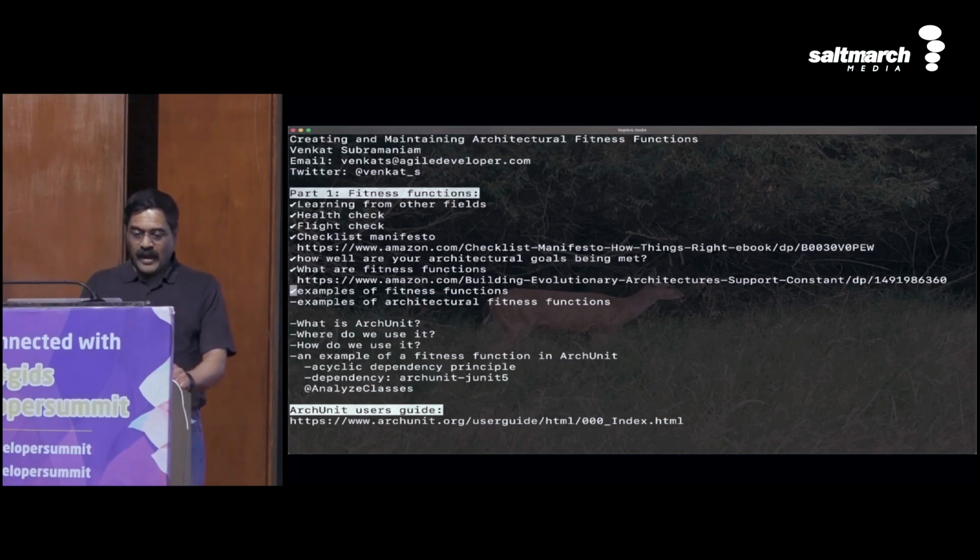Likewise, we can think of architectural fitness functions. So, what are architectural fitness functions for me? An architectural fitness function is, from the architecture point of view, you want to maintain certain constraints.